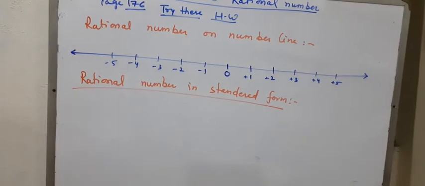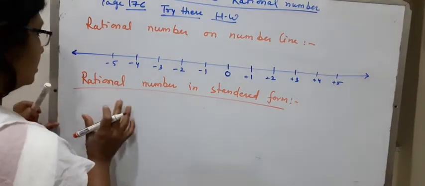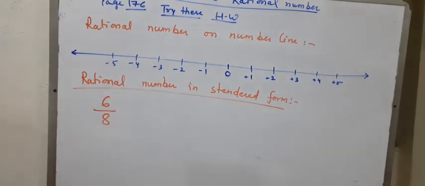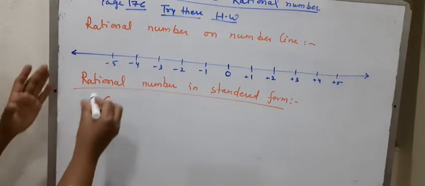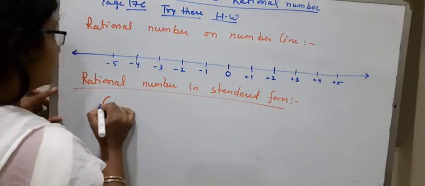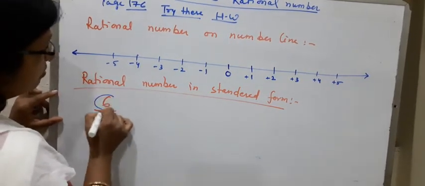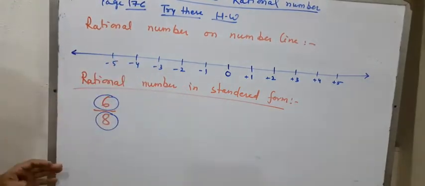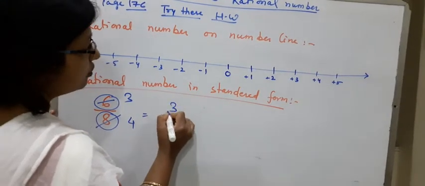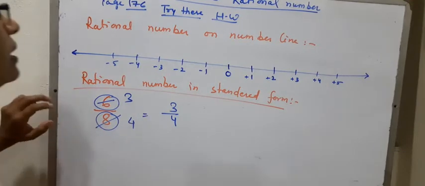Rational number in standard form. Any rational number like 6 by 8 is a rational number. To find it in standard form, we divide both numbers by the same number. Like 6 by 8: 6 is divisible by 2 and 8 is also divisible by 2. So we divide both numerator and denominator by 2. 2 3s are 6 and 2 4s are 8. So we get 3 by 4. 3 by 4 is the standard form of 6 by 8.